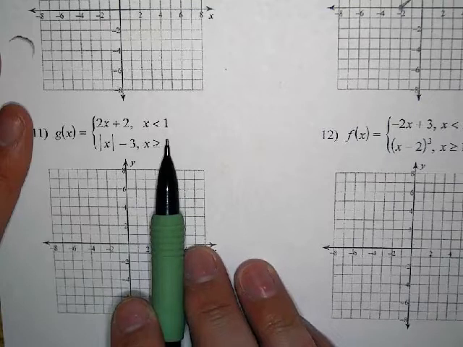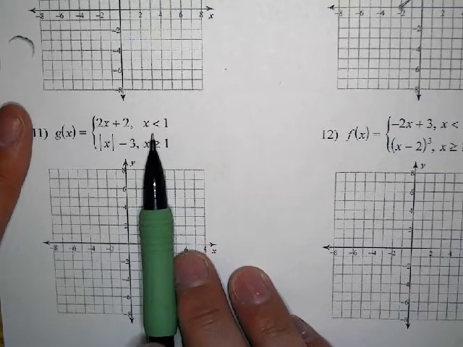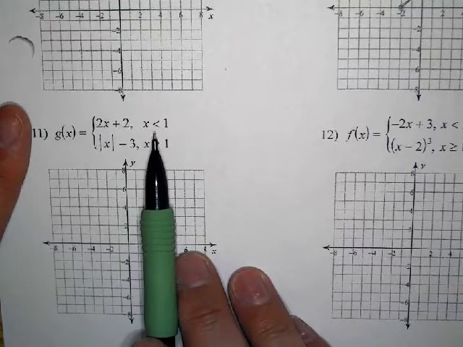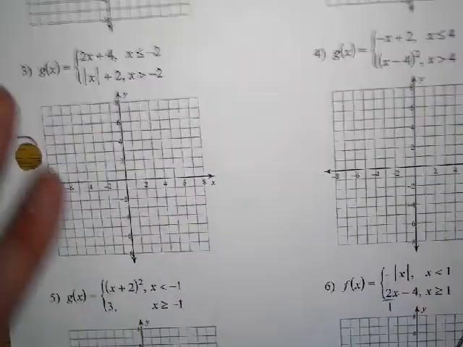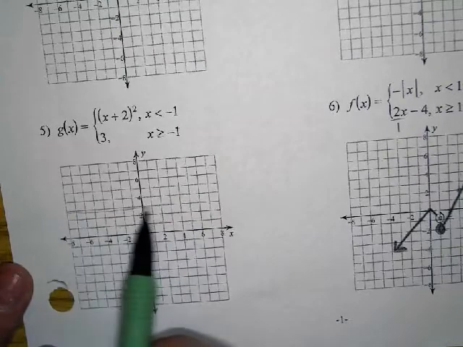That's from last week. Yeah, I wrote it over here. Number 5, remember the 3 is just a horizontal line at 3. Yeah. Okay, so go ahead and work on those.